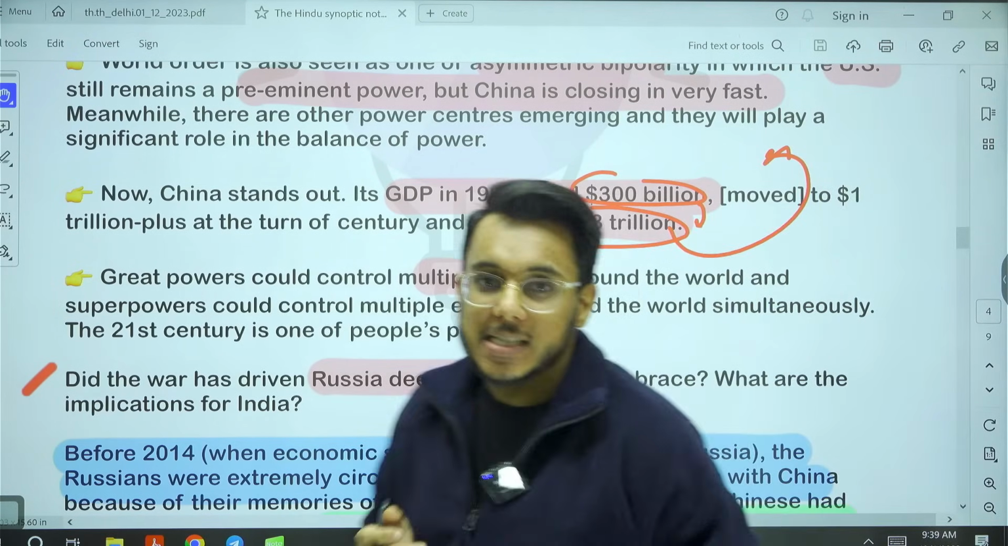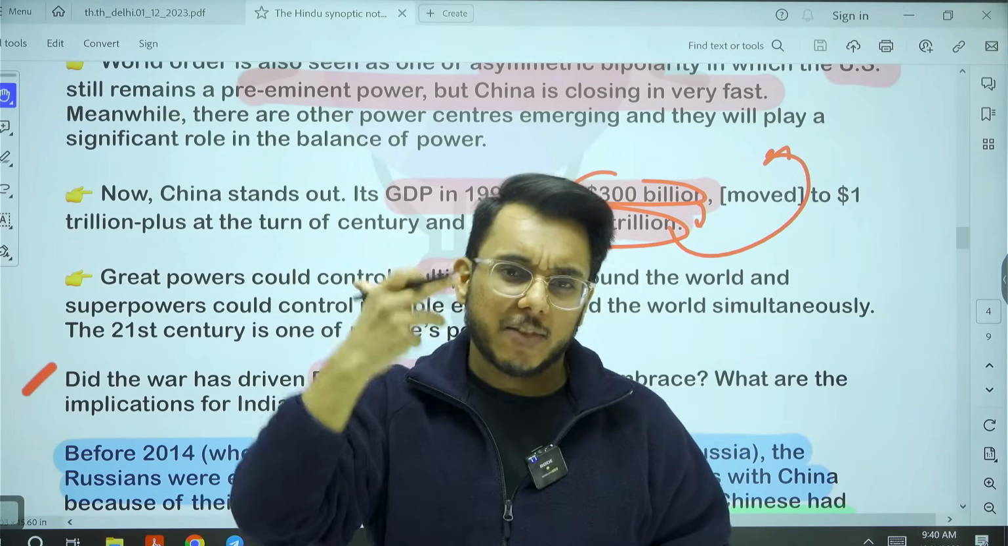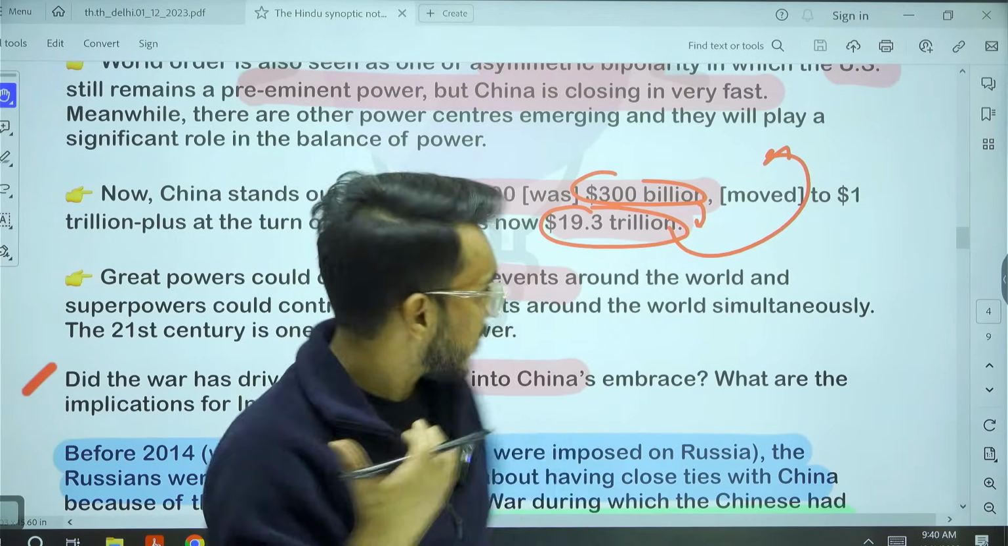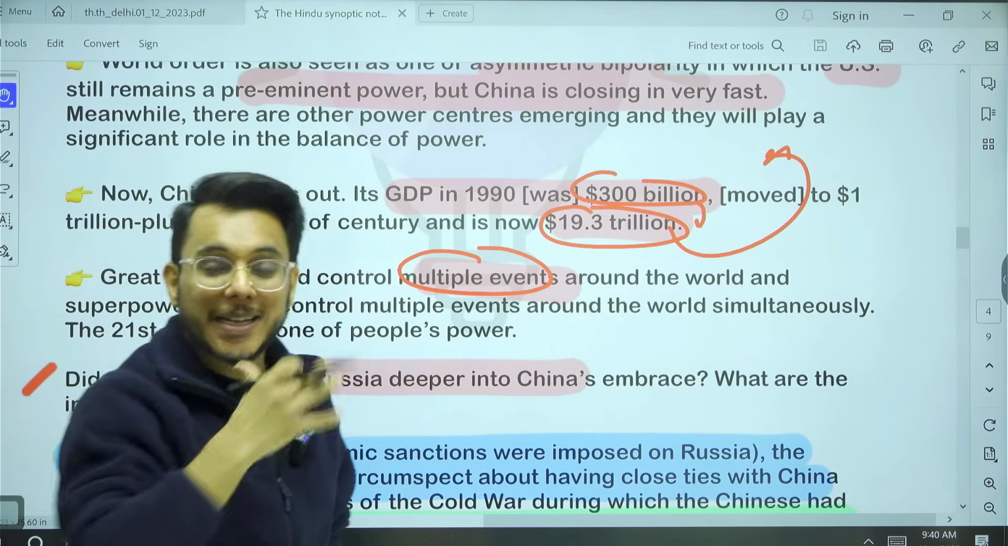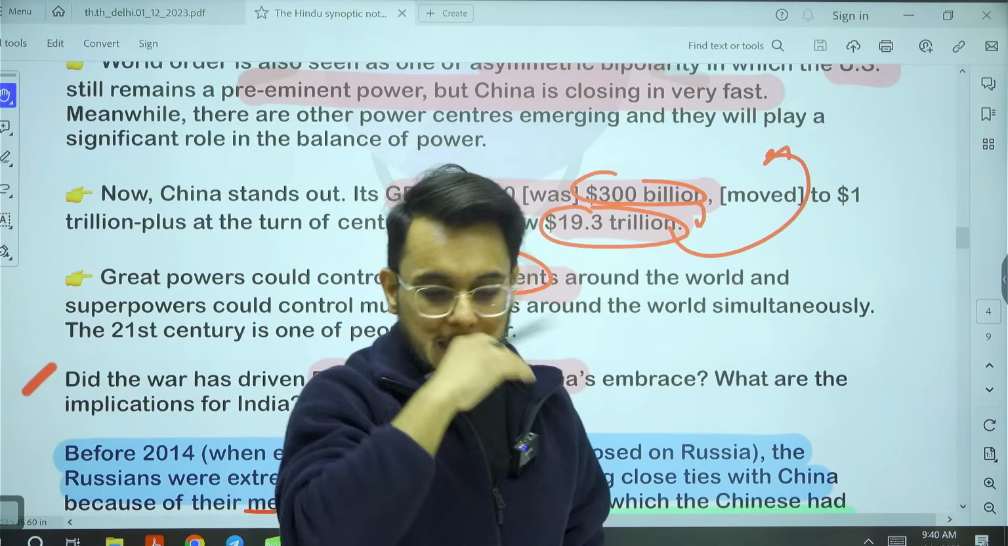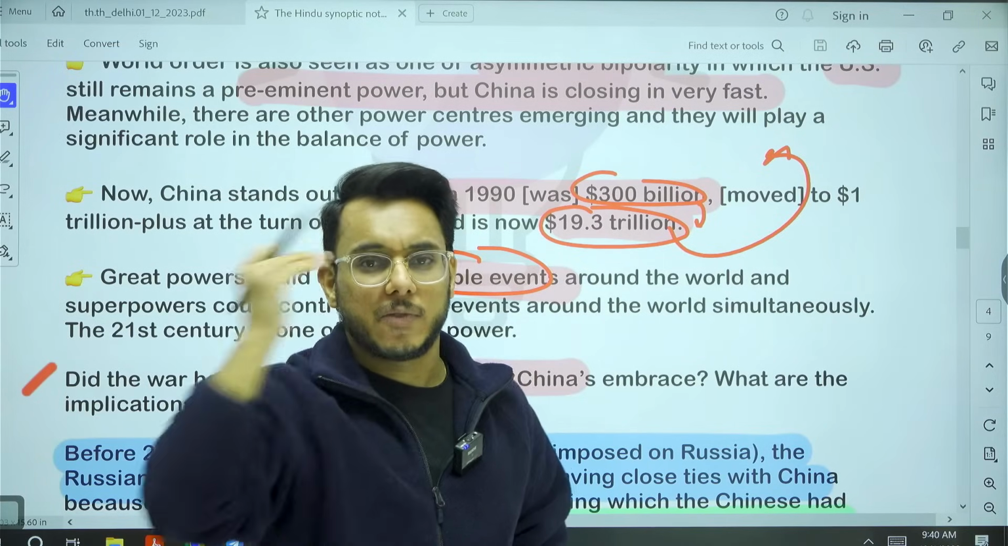Now, we are discussing so much about the concept of superpower. What is a superpower? What is the difference between a superpower and a great power? First of all, great powers are those powers who can control multiple events in the world. They can control events going on in the northern hemisphere, southern hemisphere, western hemisphere, and eastern hemisphere.